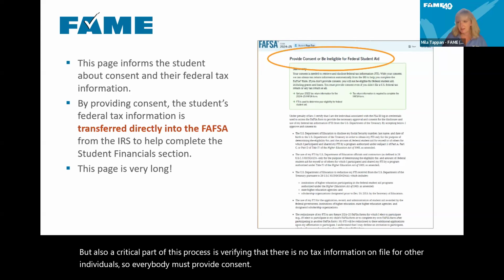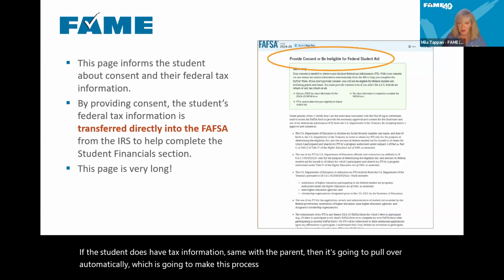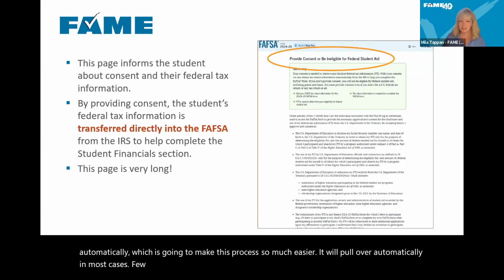If the student does have tax information, same with the parent, then it's going to pull over automatically, which is going to make this process so much easier. It will pull over automatically in most cases, with a few exceptions that I'll touch on in a moment.